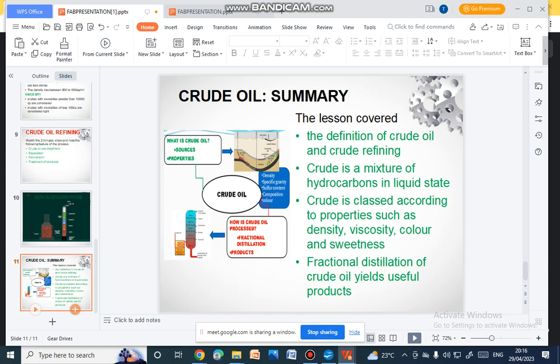Finally, we've looked at the fractional distillation of crude oil that yields useful products, in which the crude oil is first heated to generate vapor. This vapor rises up a column. In this column, it condenses according to the differences in boiling points of the products. At the lightest products, you have gaseous products, and at the bottom of the column you have the most viscous products.